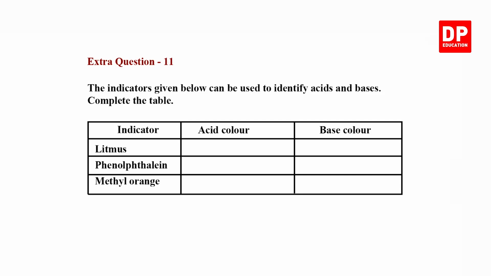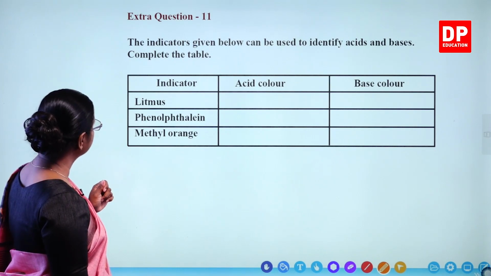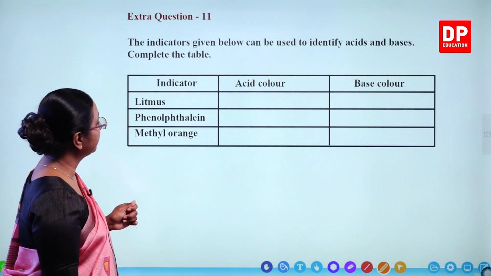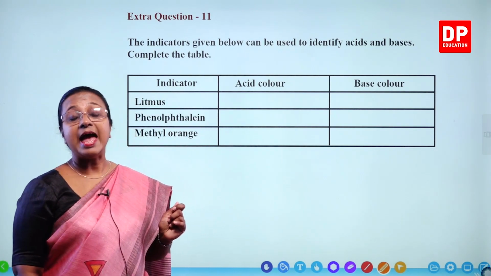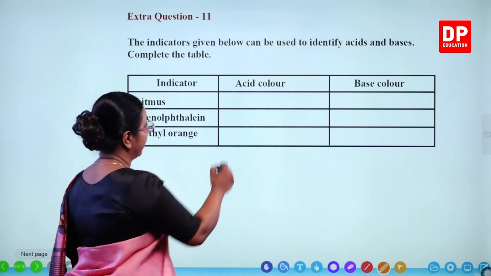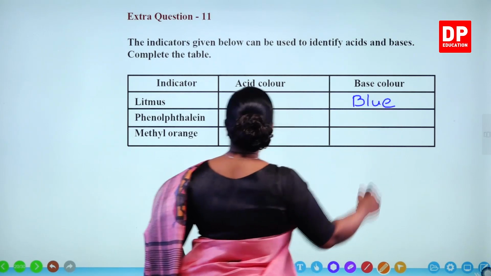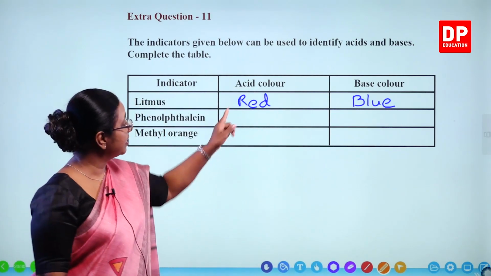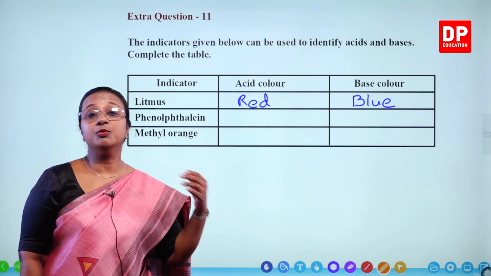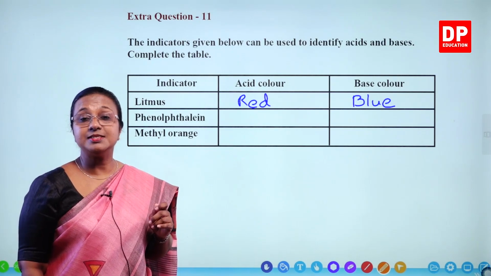Then the next one, extra question 11. The indicators given below can be used to identify acids and bases. Complete the table. So, the indicators given are litmus, phenolphthalein and methyl orange. You need to write the acid color and the base color. What is the acid color of litmus? It is red. And base color? Blue. Why? Acids turn blue litmus to red and red litmus remains the same. And bases turn the red litmus to blue, blue litmus remains the same. So, the acid color of litmus is red, base color of litmus is blue.